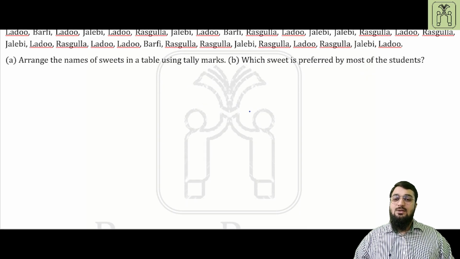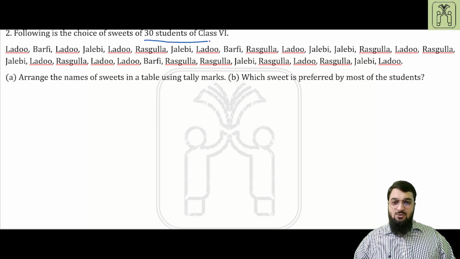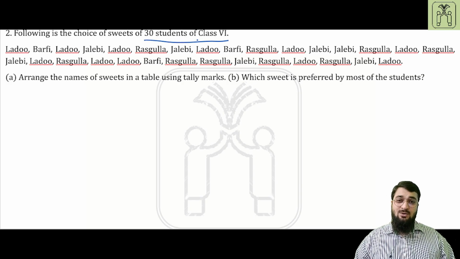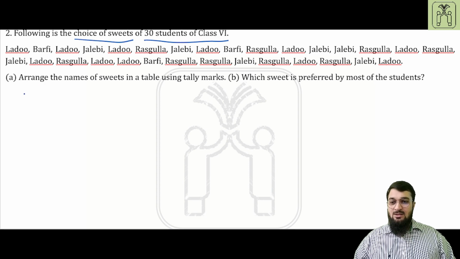Following Question number 2. Following is the choice of sweets of 30 students of class 6. So 30 students of class 6 is the set of people that are being asked the question or surveyed, and the choices are choice of sweets. So laddu, barfi, jalebi, rasgulla. These are the various things.